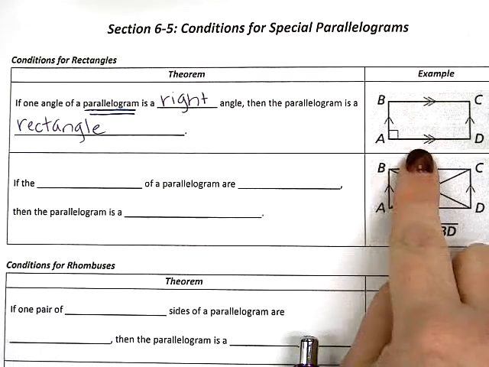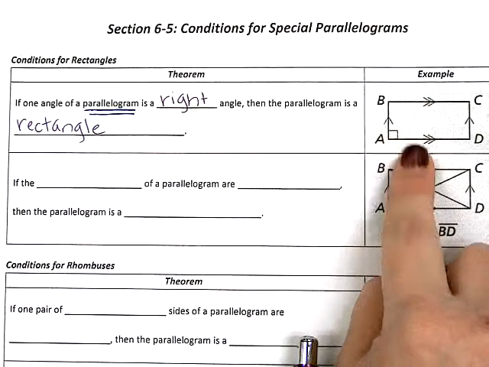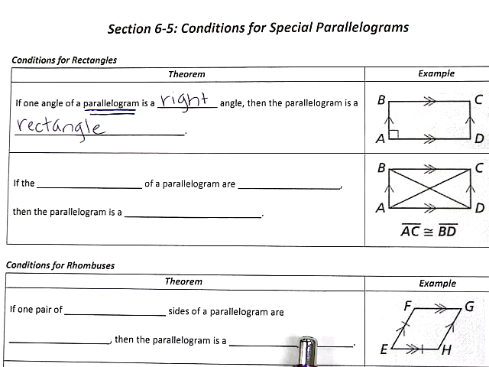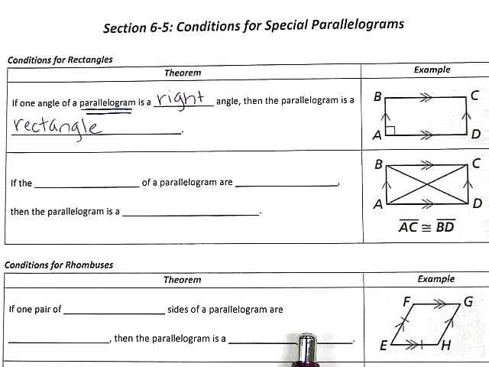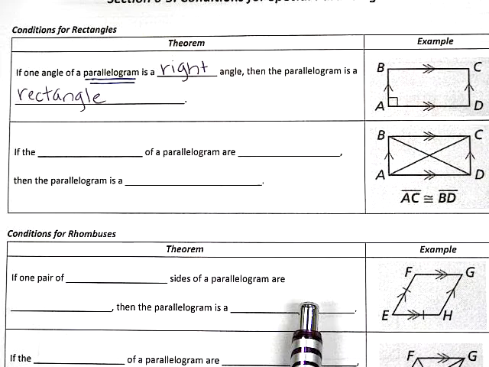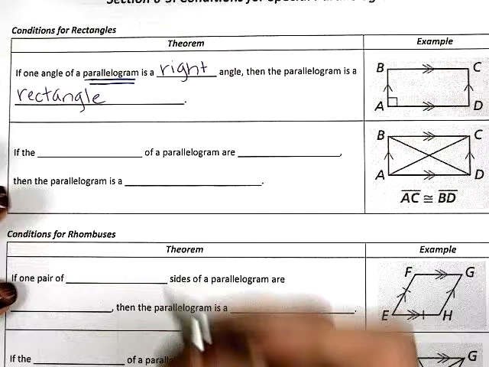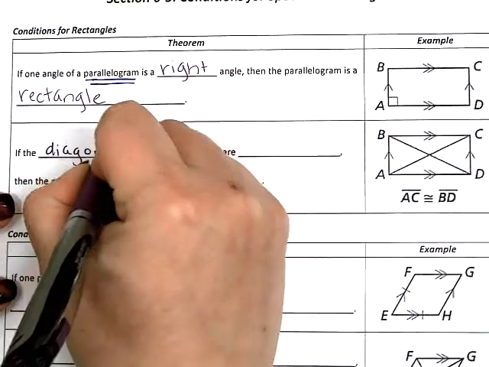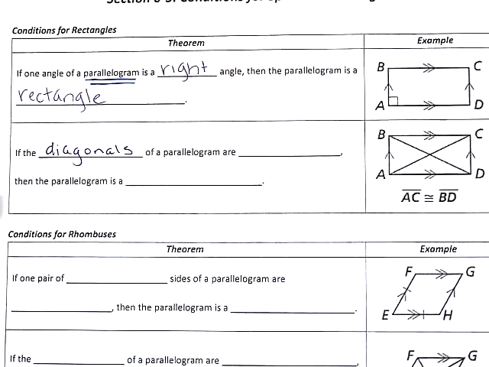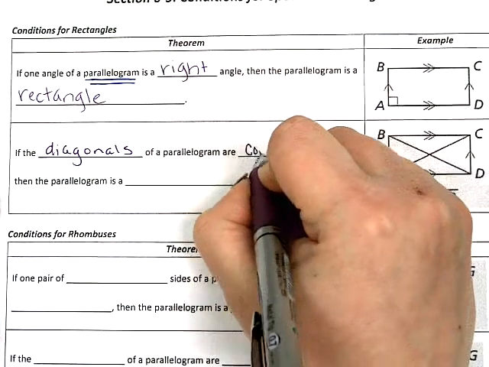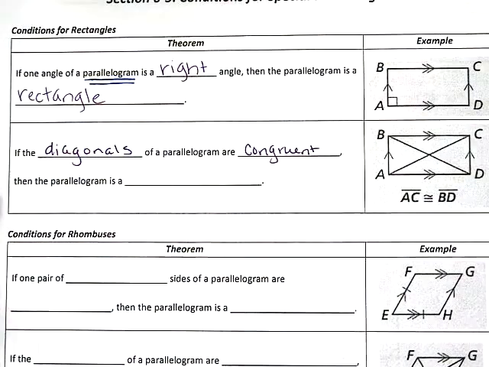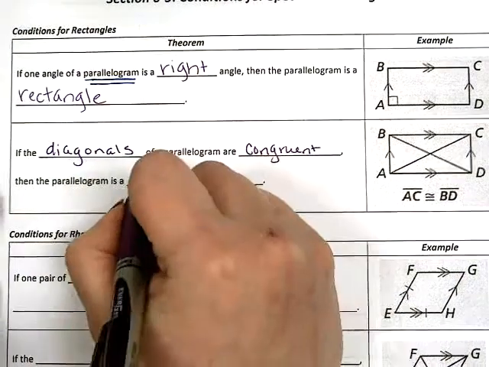But if we're starting with a parallelogram with a right angle, then we know it's a rectangle. So parallelogram, the way that's being shown here is we've got both sets of opposite sides parallel. We've got that one right angle. That means it's a rectangle. Okay. Then the next one, so if the diagonals of a parallelogram are congruent, then the parallelogram is a rectangle.